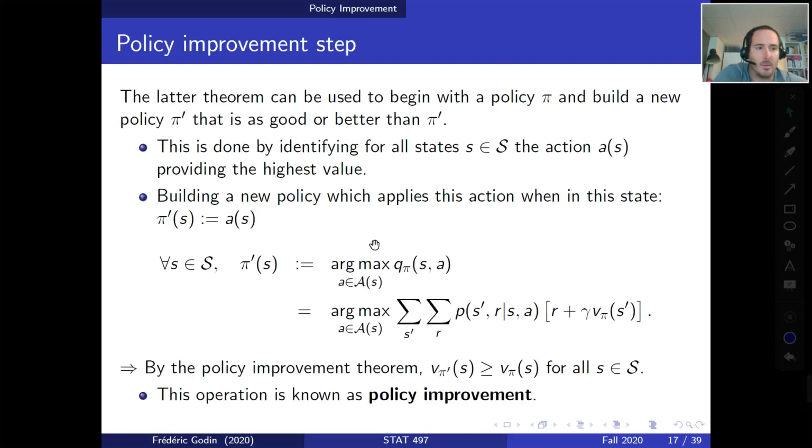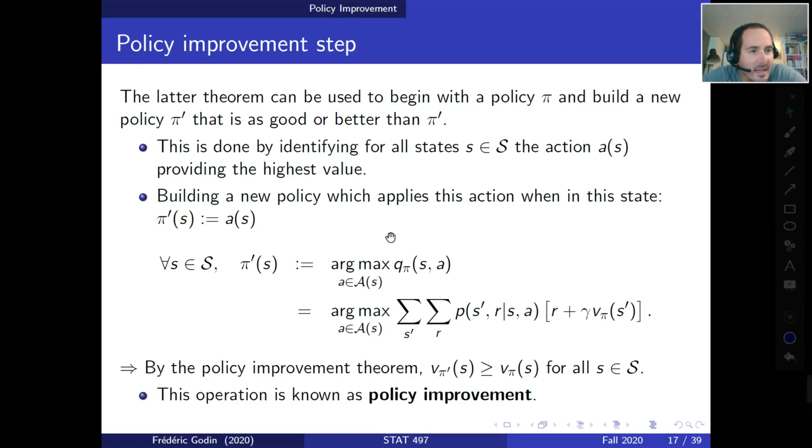We saw the policy improvement theorem, which tells us that if we have some policy pi and we can calculate its value function v pi, then we can check the action value function q pi associated with this v pi, and this q pi indicates to us how to improve on our policy.